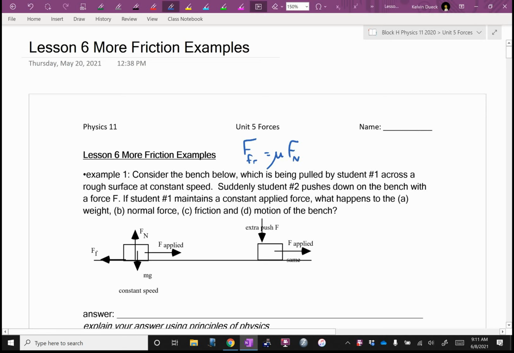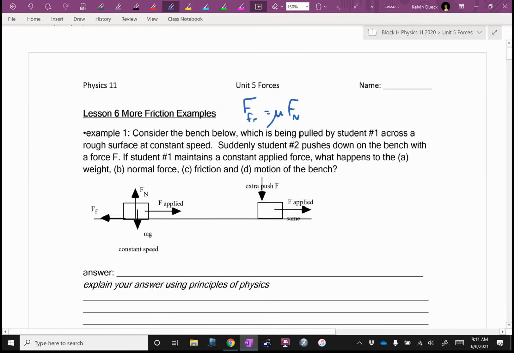And for basic questions like yesterday, the normal force was equal to mg, but I'm going to show you how that can change today. Example 1 says this: consider the bench below. Let's make it one of those gym benches that you push across the gym, those wooden ones at the back of the gym. You know the ones I'm talking about? And let's say that it's being pulled by student number 1. Let's make it Jordan. So she's pulling it across the gym at a constant speed.